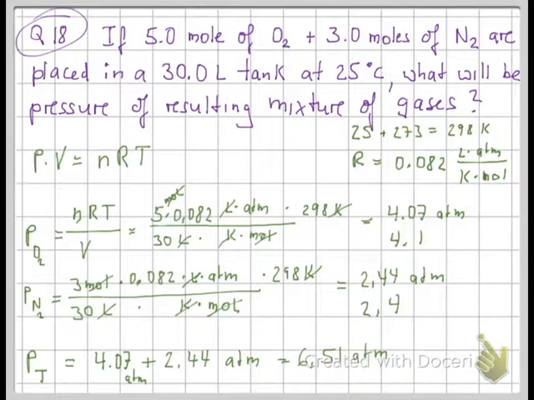That means then the total, adjusted for the proper significant figures, would be 6.5 atmospheres. That one was a little tough, but it's a good question. I'm glad I was able to show it to you as an example.